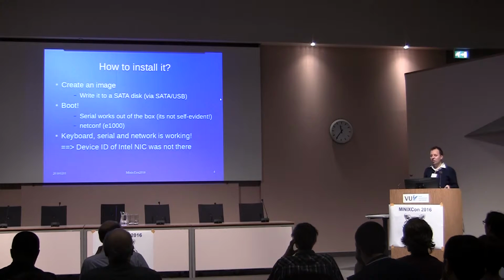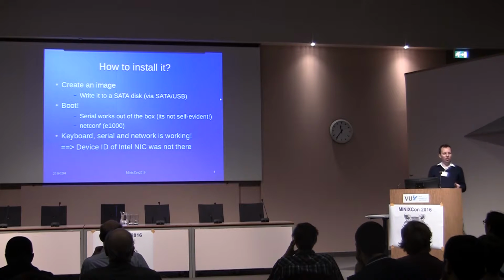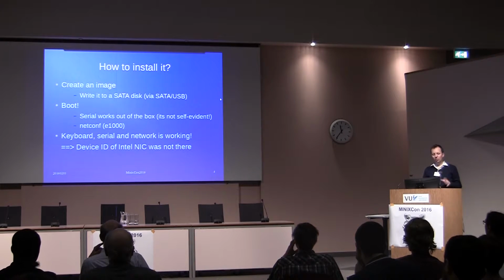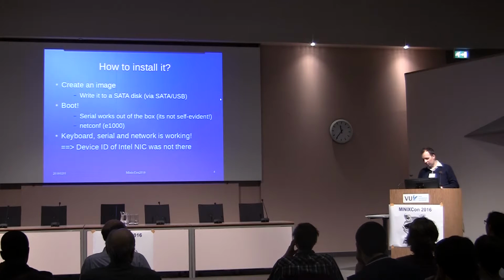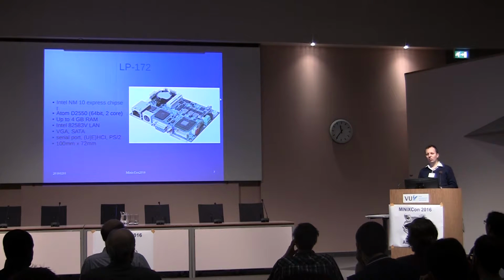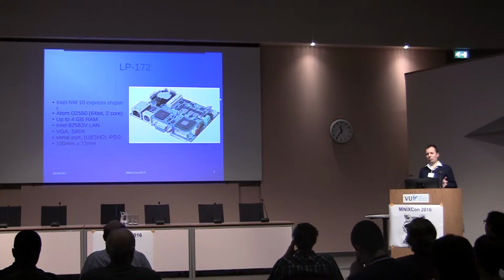So we just booted it. We found out, hey, okay, the serial just works, everything's fine. We could also do the netconf, configure it to use DHCP, and after that everything was there. The only change we had to make for the master, and we also committed it because it was quite small, was the missing device ID. So now that board is definitely completely supported, so you can really use it for everything you want. It's just there.